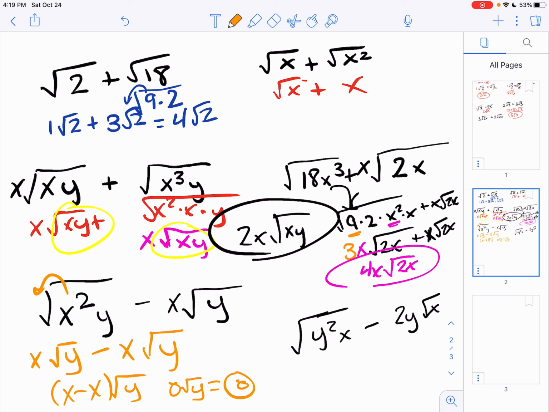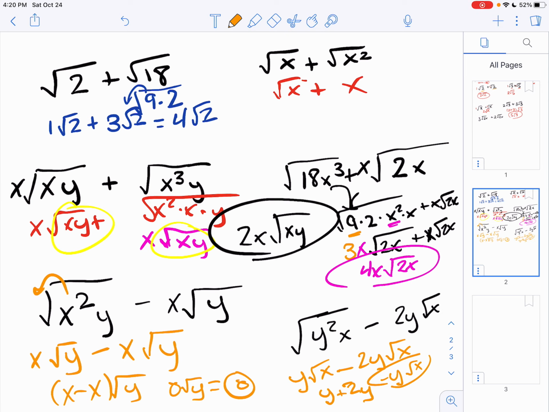The last one, I have radical y squared x minus 2y radical x. So I'm going to take out the y squared as a y, and I still have radical x inside. And then I have my subtraction. And I can't do anything here to simplify. So now we just subtract y minus 2y. You can change it to plus and negative if you'd like. And then I get negative y. So negative y, radical x.